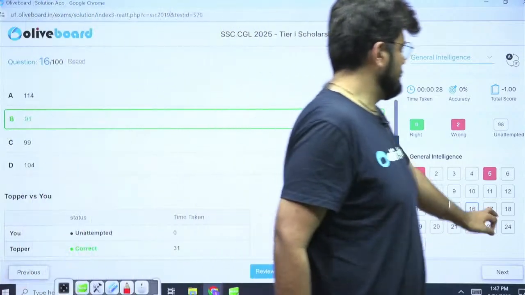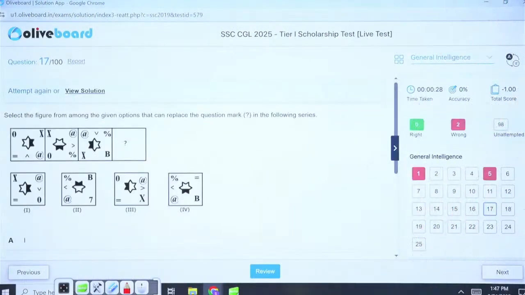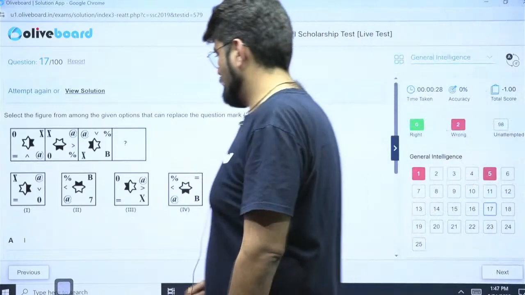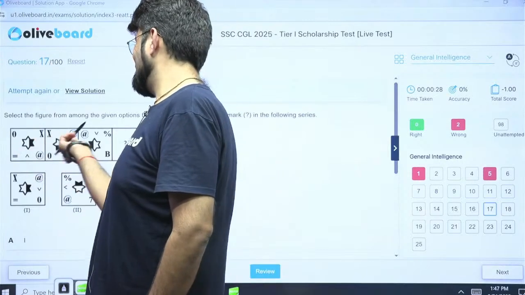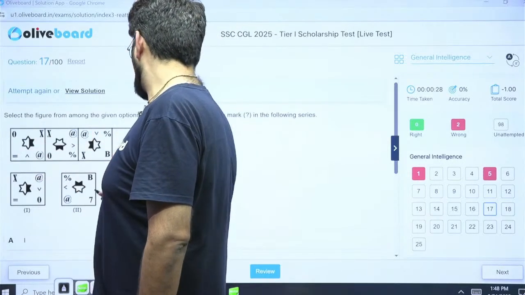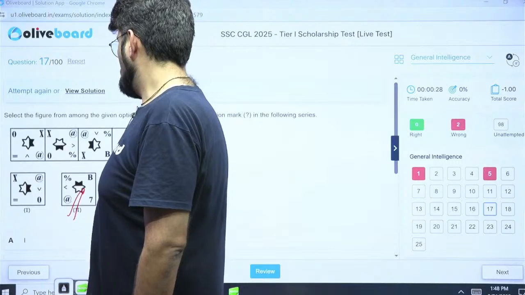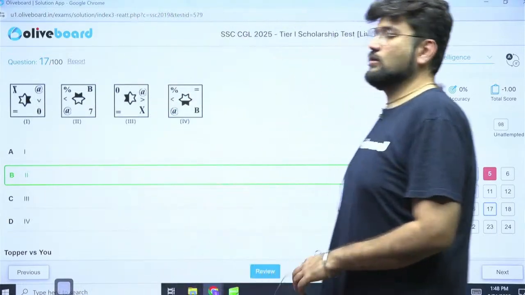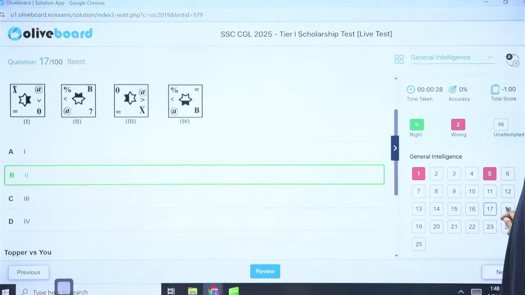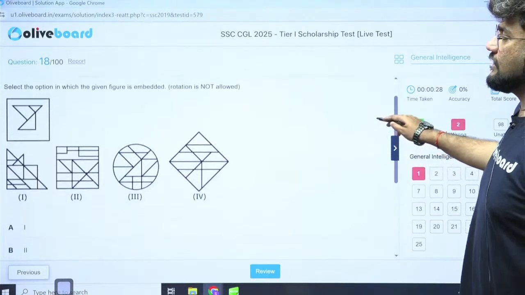Question number 17. So the middle figure is definitely moving clockwise. Middle figure is moving clockwise, 90-degree clockwise. So it was like this, then like this, then like this. So the black portion will come on the top, which is only in option figure 2. So figure 2 should be our correct answer. This is an easy question. Just by one element you can get your answer. Okay, might not be as lucky each time, but still.